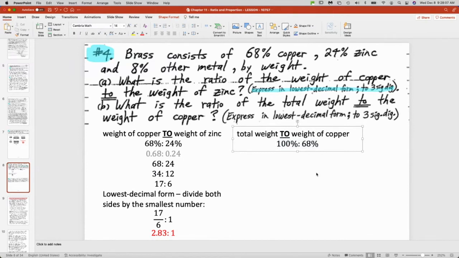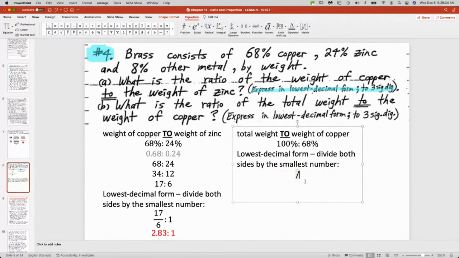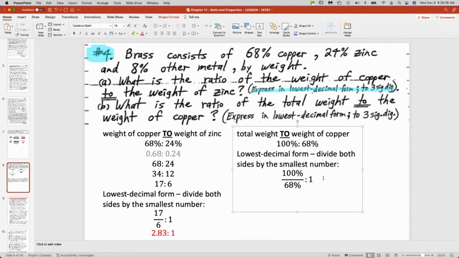So if you're ever going to go with lowest decimal form, then you don't need to worry as much as I did with the previous version. You can avail yourself of all of these calculations by just dividing by the smallest number. So the final answer is actually much faster, more fast like this. You can do 100% divided by 68%. So what's 100 divided by 68? That's your final answer in terms of the left side.